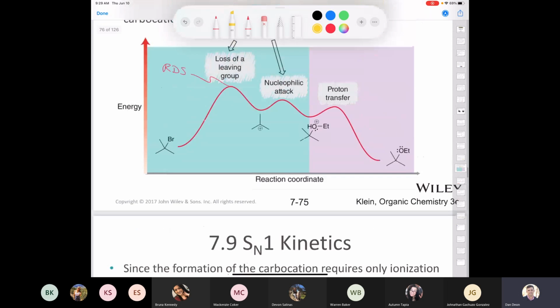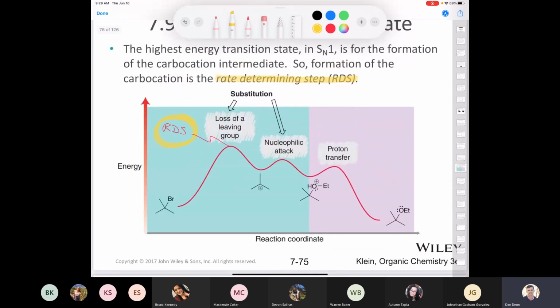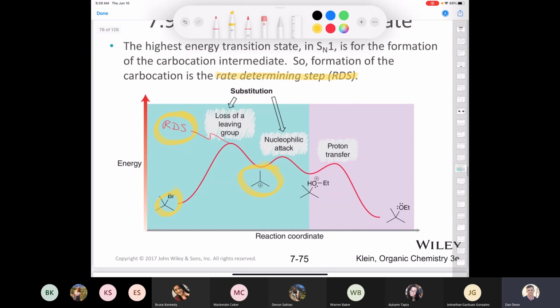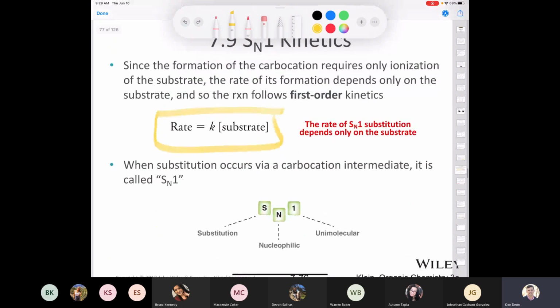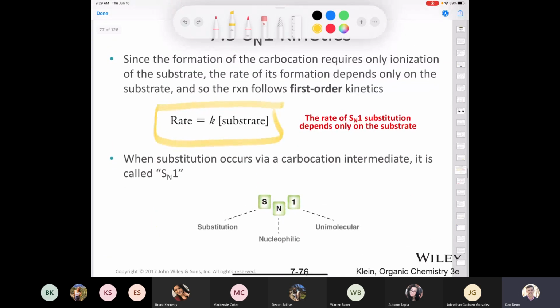Again, I'll repeat myself. I go back here. If the rate of the reaction only depends on this step, going from here to here, well, what does that depend on? It only depends on the starting material. That's it. So that's why it's first order. That's why we can write the rate law as the rate is equal to k multiplied just by the concentration of the substrate. That's it. That's first order kinetics.